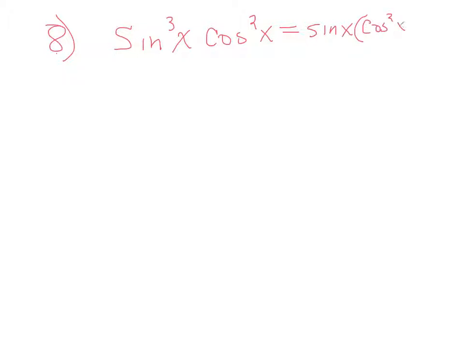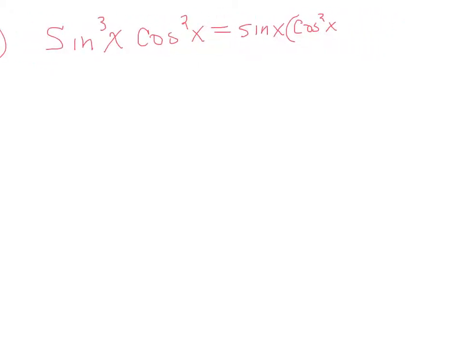Number 8, we have sine cube of x cosine square of x, and that is supposed to be equal to sine of x, parentheses, cosine square of x, and then minus cosine to the 4th degree of x. Okay, interesting. Did any of you attempt this problem?